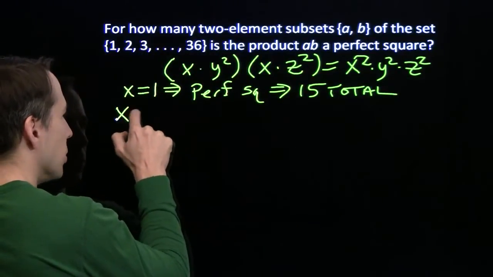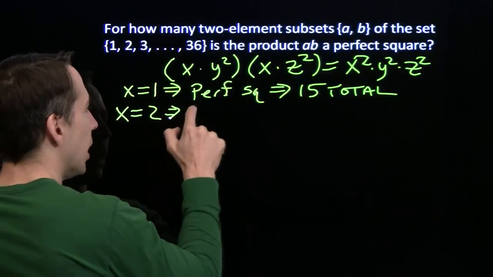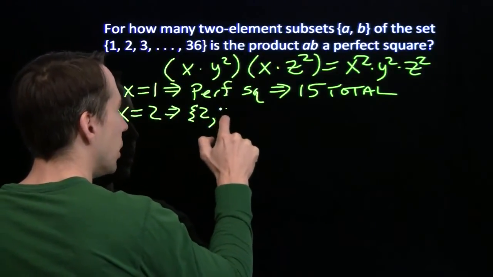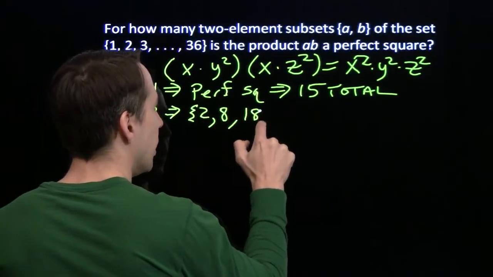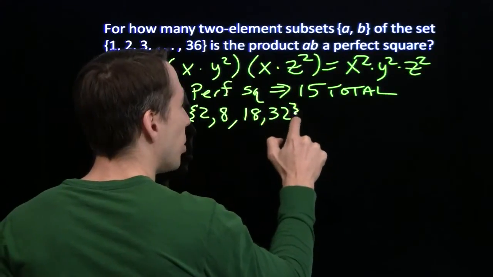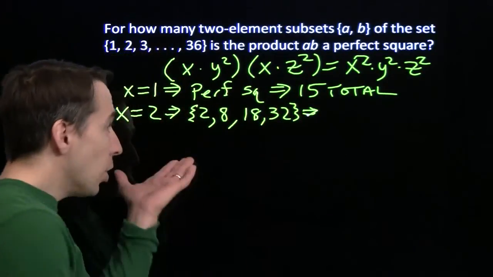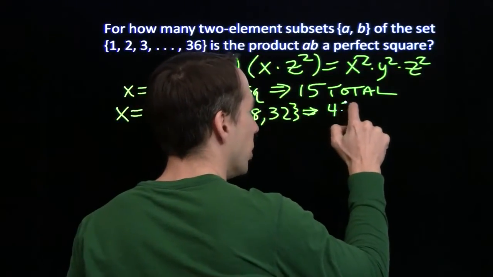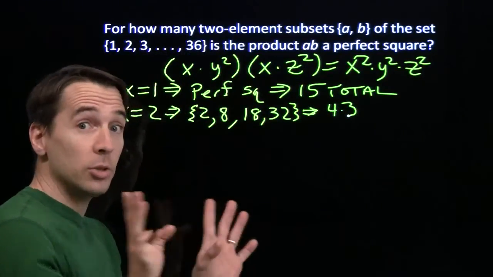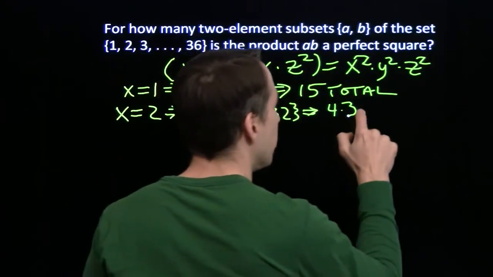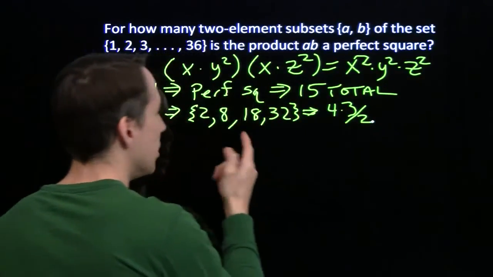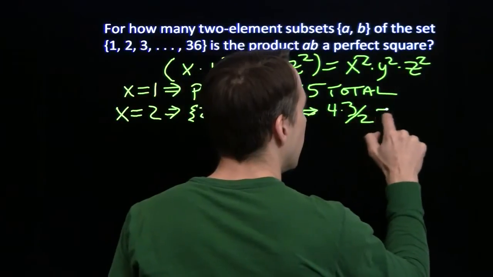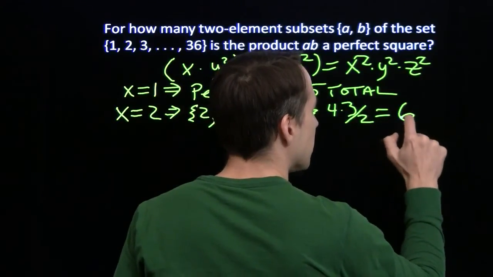Now, when x was 2, well, then we're looking at 2, 8, 18, and 32. These are all the numbers that are twice a perfect square. And we know how to count pairs of this. There are 4 ways to choose the first number, 3 ways to choose the second. Then we have to divide by 2 because we don't care about the order. 32 and then 18, that's the same thing as choosing 18 and then 32. And that gives us 6 total.